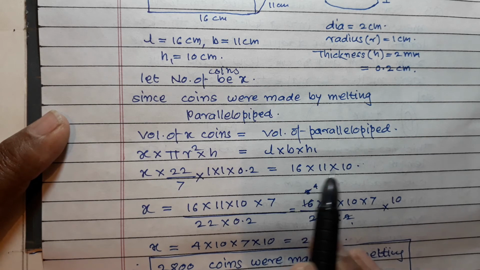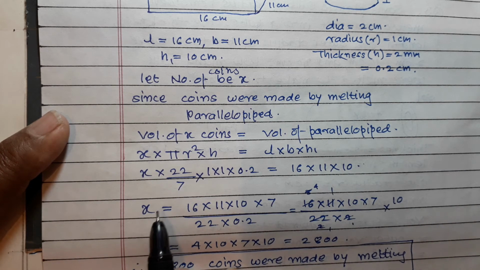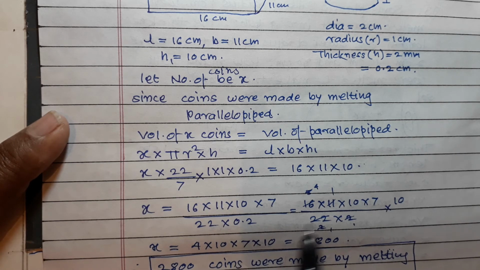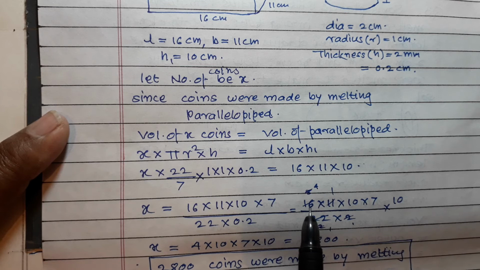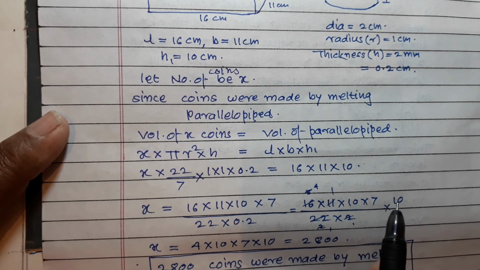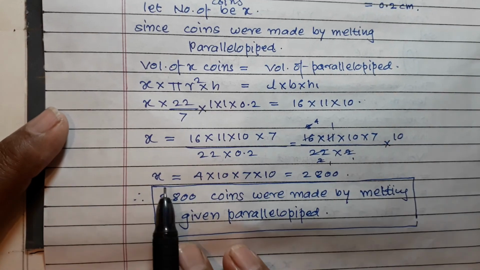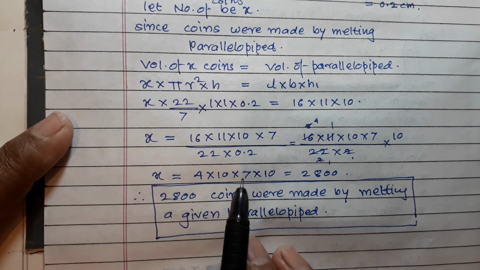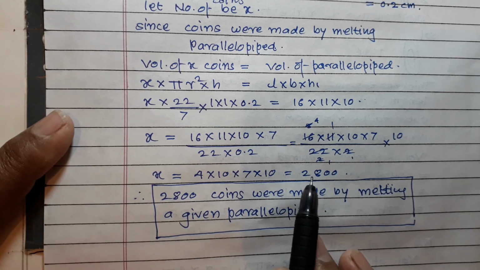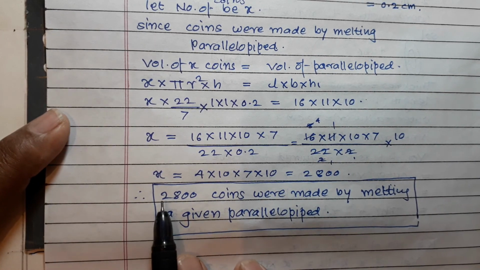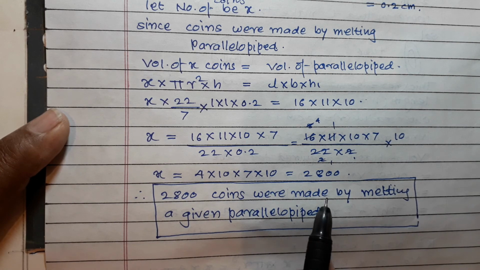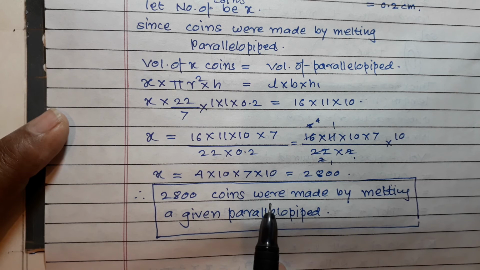equal to 16 into 11 into 10, and therefore x is equal to 16 into 11 into 10 into 7 upon 22 into 0.2. Simplify this, is equal to 16 into 11 into 10 into 7 into 10 upon 22 into 2. So this I convert 0.2 into 2 upon 10, and now x is equal to 4 into 10 into 7 into 10 gives you 2800, and therefore 2800 coins were made by melting a given parallelepiped.